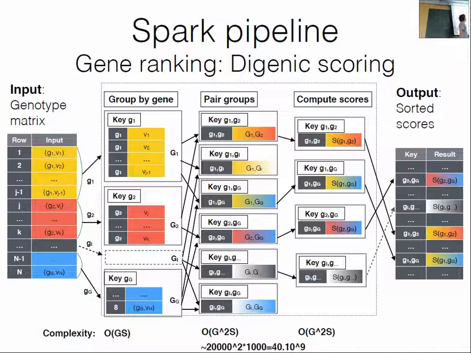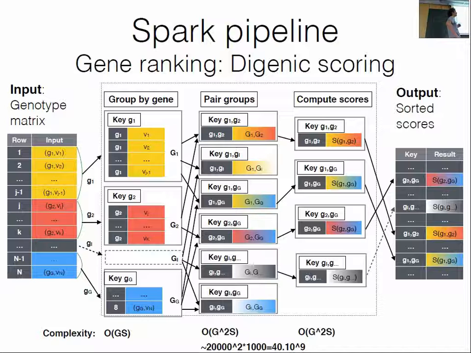So at this step, from capital J genes, we'll go to all the possible pairs of capital J genes. So this increases the complexity to J squared. And then once we have all those pairs of genes, we can compute the score and use the sort operation to retrieve the results. The score is symmetrical, right?